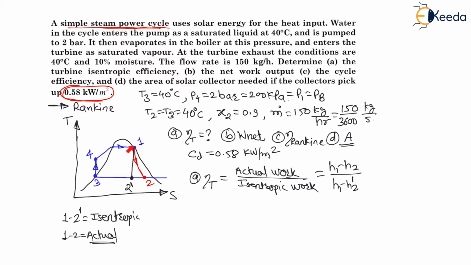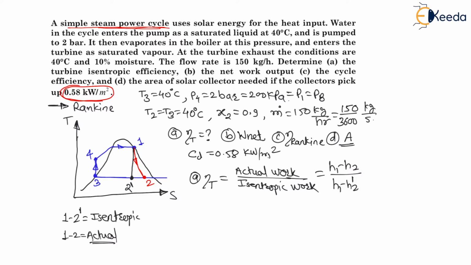Now h1 is nothing but h at point 1, and point 1 is at the boiler pressure, which is given as 200 kilopascal. So my dear students, look at the steam table. You have to find, at a saturated pressure of 200 kilopascal, the Hg value, because this one point is on the saturated vapor state. Therefore, you have to check the Hg value. So let us find this Hg value at 200 kilopascal.